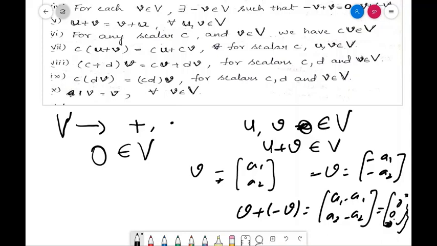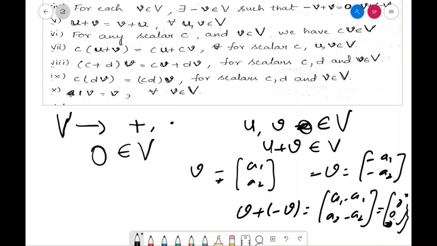Then the seventh condition: take a scalar c and two vectors u and v, then c times (u plus v) is equal to cu plus cv. It is simply a distributive property, the distributive property of scalar multiplication over vector addition. Then the eighth one takes two scalars c and d and multiplies the sum of these two with a vector v. So (c plus d) times v is equal to cv plus dv. This is also a distributive property.